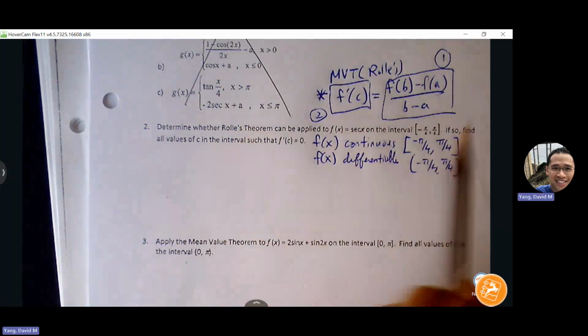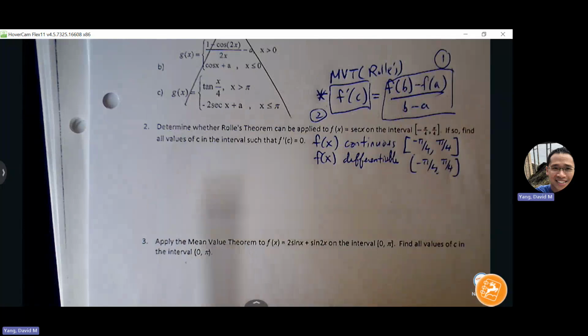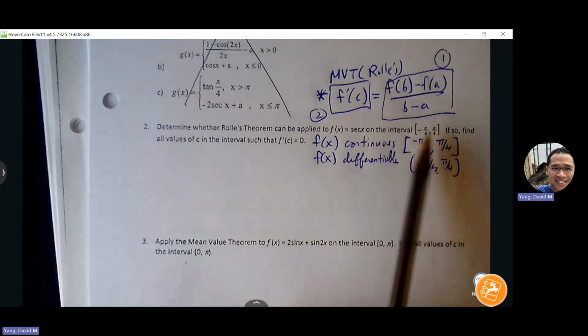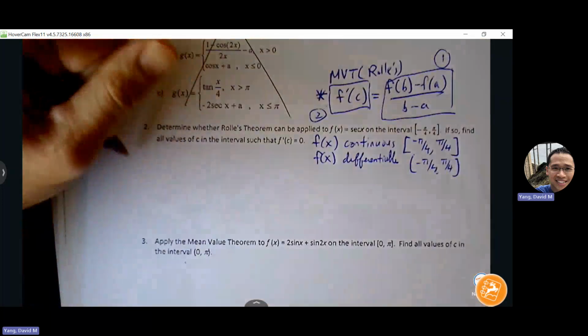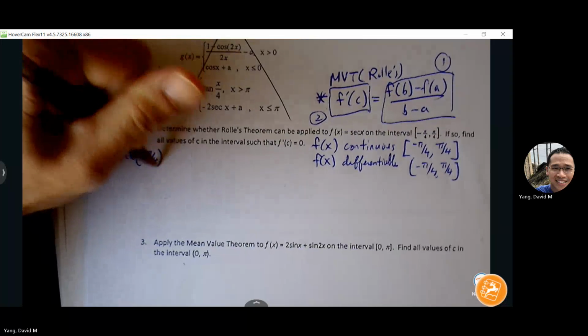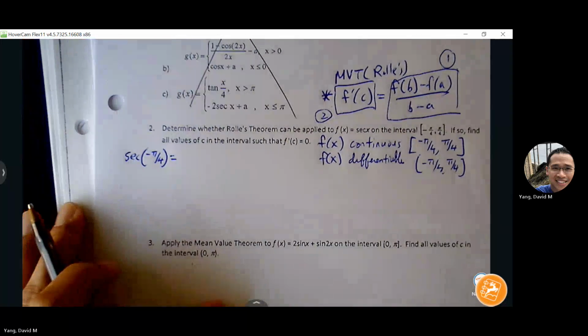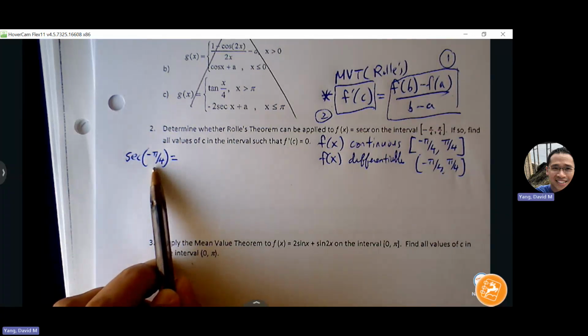For Rolle's theorem and mean value theorem, we have to find the ordered pairs before we can find the slope. So no calculus yet. We're just going to find what's happening at these endpoints. So we'll do secant of negative pi over 4 and then secant of pi over 4. If you don't recognize negative pi over 4, what can we do to make it more familiar? Add 2 pi. So what's negative pi over 4 plus 2 pi? 7 pi over 4. Secant of 7 pi over 4.